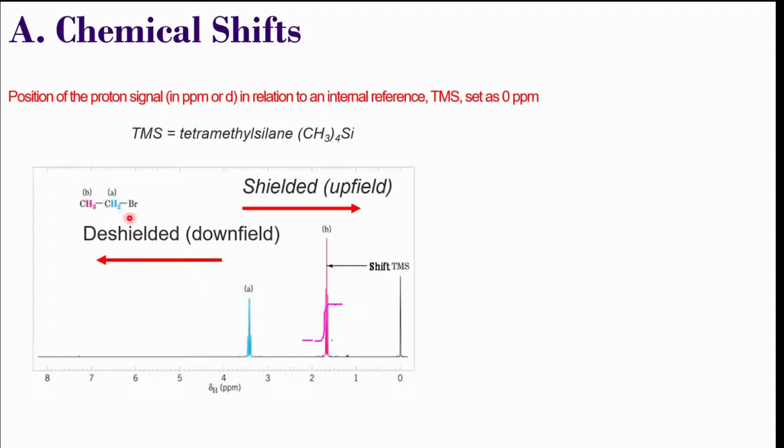bromoethane, and we observed 2 signals at different chemical shifts with respect to the internal reference tetramethylsilane. This always sets the chemical shift value to 0 parts per million. So what gives rise to these chemical shifts?